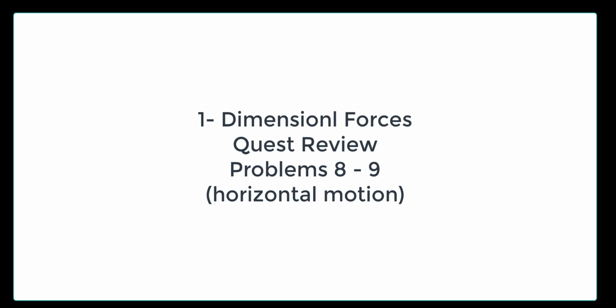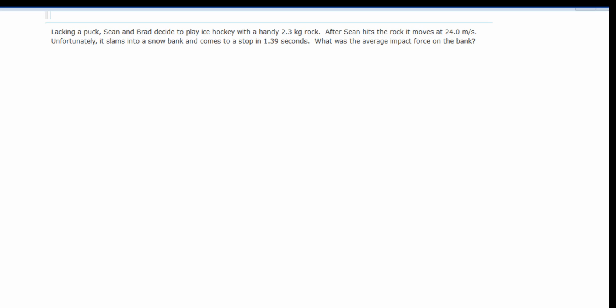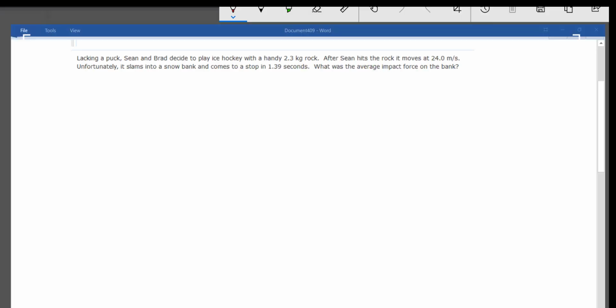This is One-Dimensional Forces Quest Review, problems 8 and 9 involving horizontal motion. Lacking a puck, Sean and Brad decide to play ice hockey with a handy 2.3 kilogram rock. After Sean hits the rock, it moves 24.0 meters per second. Unfortunately, it slams into a snowbank and comes to a stop in 1.39 seconds. What was the average impact force on the bank?